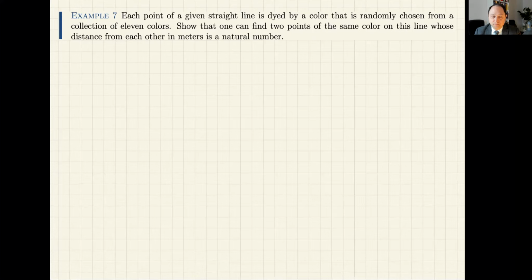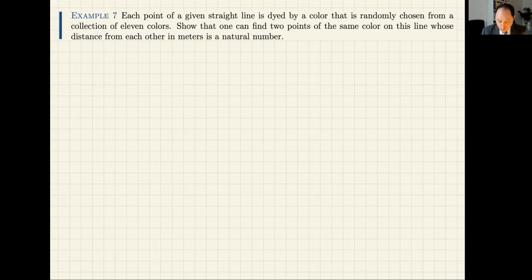Does my mic work? Yes. Well, once you've investigated 12 points that are all a natural number of meters away from each other, then you're going to have at least one pair of the same color. Mm-hmm. And those 2 points of the same color are going to be a natural number of meters away from each other, since there are 11 colors total. Yeah, okay. I understand exactly what you say, and I think that's right, but let's make it more tangible or more concrete.